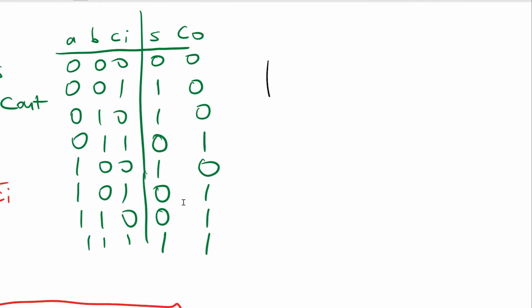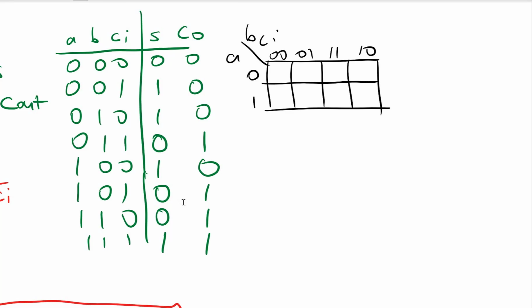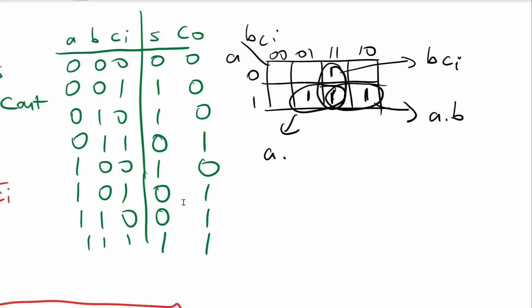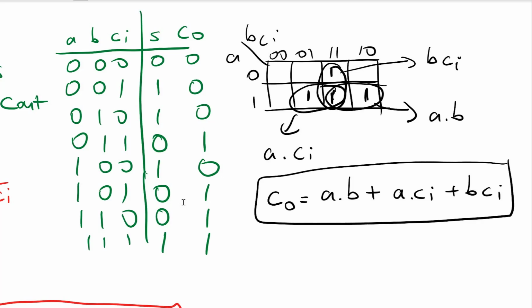So let's do the Karnaugh map for the carry out. For the carry out, we have one here, one here, one here, and one here. So I can make one group here, and this is B carry in, another group here, and this is A and B, and another group here, and this is A and carry in. Okay, so carry out is given by A B, or A carry in, or B carry in, right? So this is our carry out function.